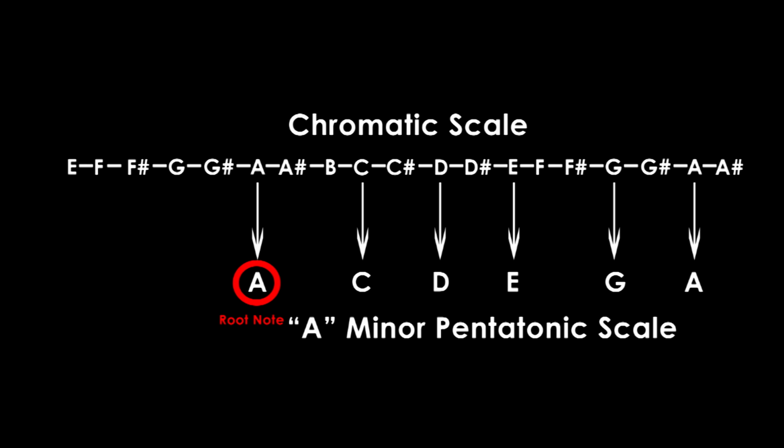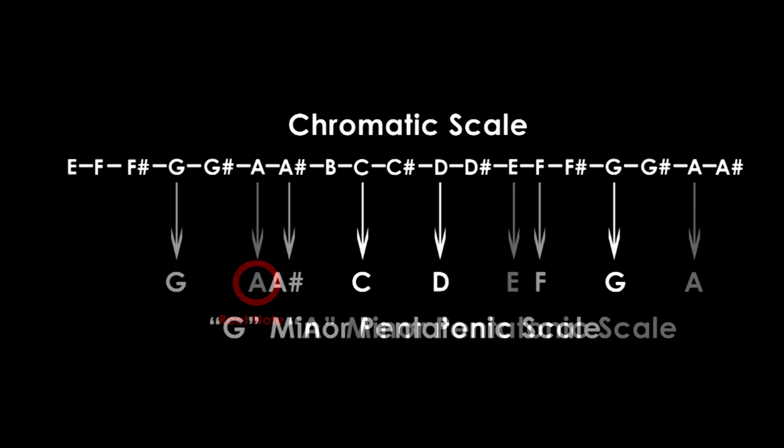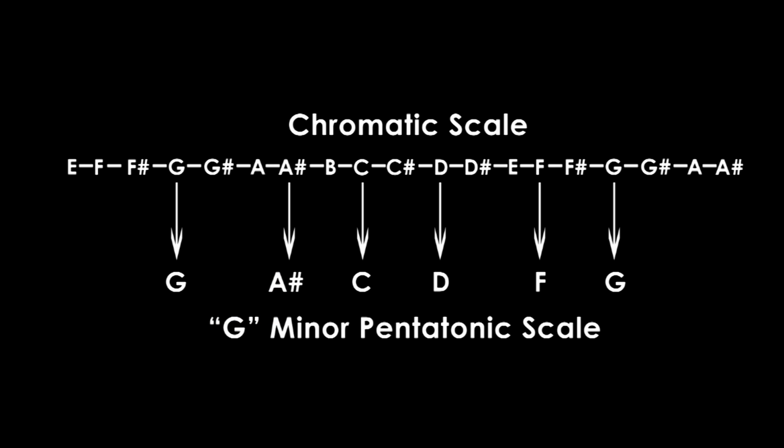And the minor pentatonic part has to do with what subset of notes we take out of the chromatic scale. And here is another example. This is a G minor pentatonic scale. And again, the root note here is G, so we call it a G minor pentatonic scale. So you can see that a scale consists of a subset of all the notes of the chromatic scale. And so that subset is what we actually play music in.